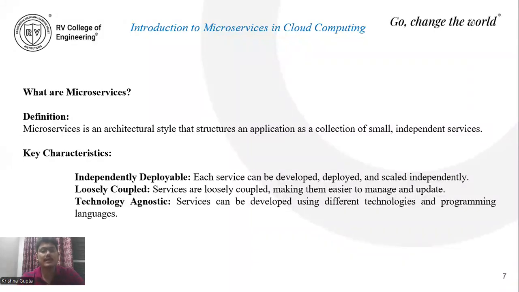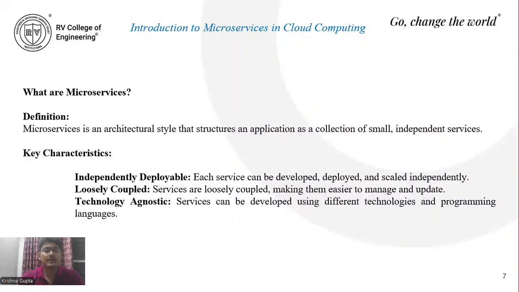Now coming on to the key characteristics of microservices. Independently deployable. As I told you, an application is made up of a collection of small independent services. All of these services are independent from each other, and these services can be deployed individually also. Loosely coupled. As an application is made up of multiple services, all of these services are loosely coupled to each other.